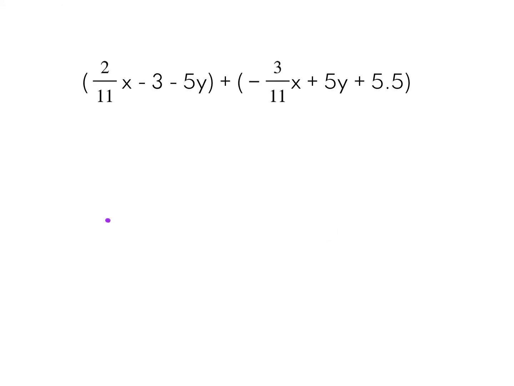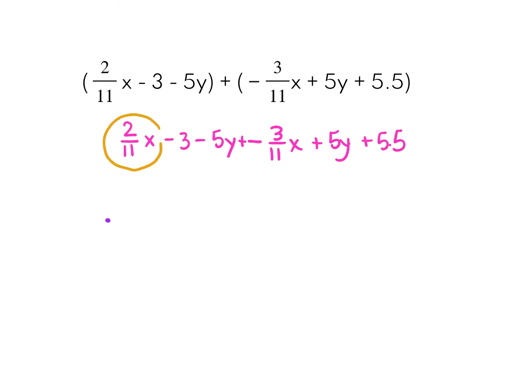Guess what? It works with decimals. It works with fractions too. I know you love fractions. Okay, so let's rewrite this: 2/11 x minus 3 minus 5y. We can do plus negative, or we can just do minus 3/11x. You can also put a plus sign in there. Plus 5y plus 5.5. This just goes back to combining like terms.